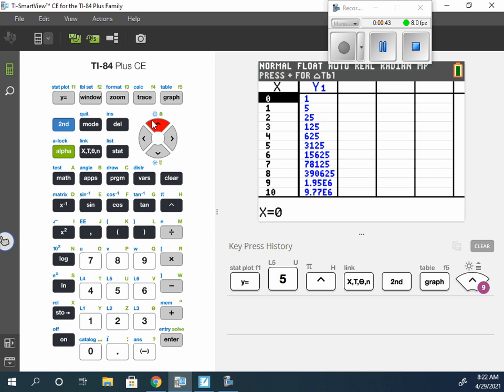Well, at 0, we know it's going to be 1. And at 1, it becomes 5. At 2, it becomes 25. At 3, it's 125. 4 is 625. Well, what's happening from one number to the next for our y values, our output values? It is increasing. By how much?